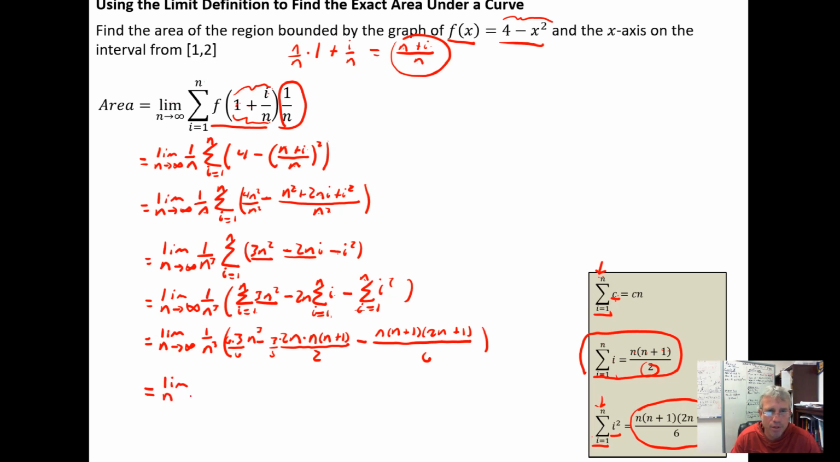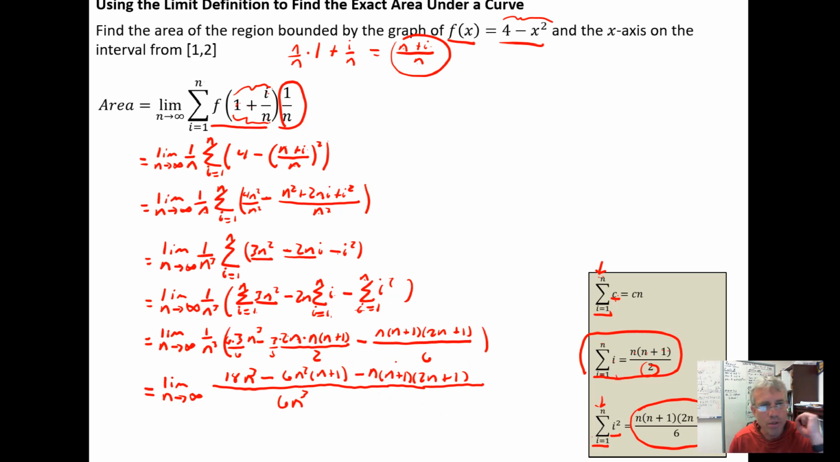So we take the limit as n goes to infinity of, I'm really going to have a denominator of 6 times the n cubed can distribute in. And in the numerator, I'm going to have 6 times 3 is 18n cubed, minus 3 times 2 is 6, n times n is n squared, times n plus 1, minus, and we'll just leave this numerator like it is. And you're going to see why I don't want to multiply this all out in just a second. So we could multiply this all out and combine like terms, but we don't need to.